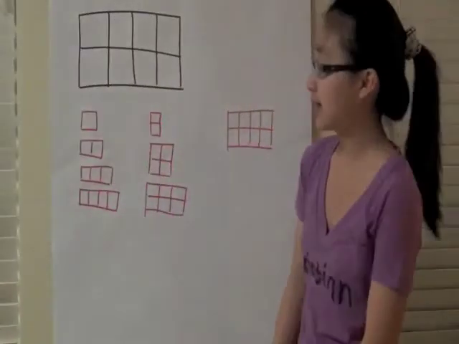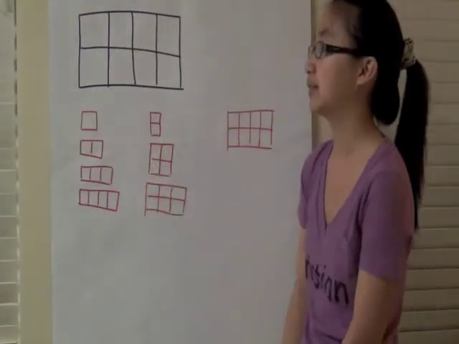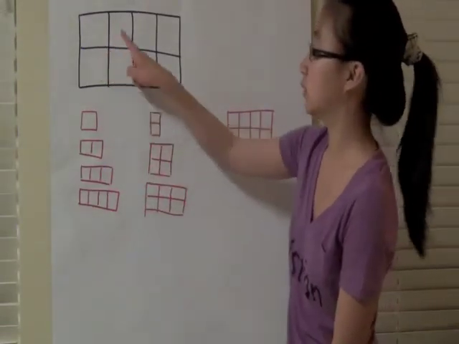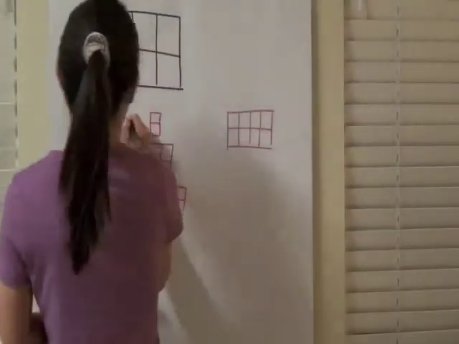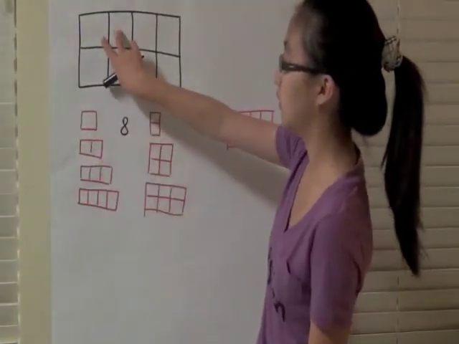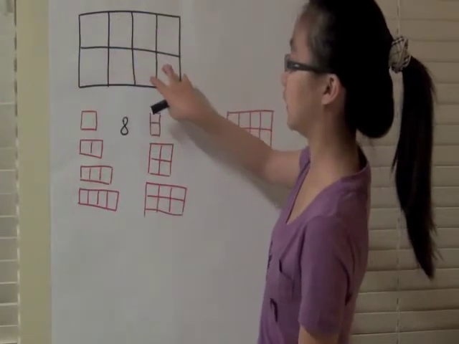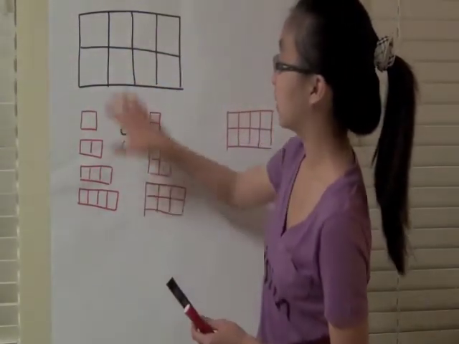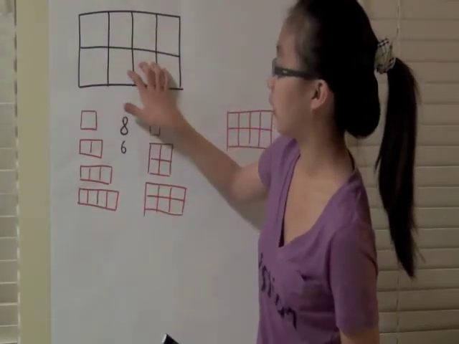So now we want to see how many of each type there are. So let's count how many different types of single unit squares there are. There's 1, 2, 3, 4, 5, 6, 7, 8. What about ones with 2? There's 1, 2, 3, 4, 5, 6. What about ones with 3? There's 1, 2, 3, 4.